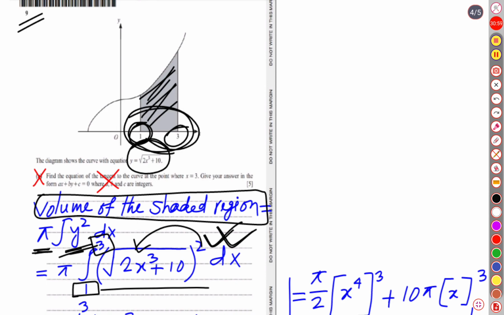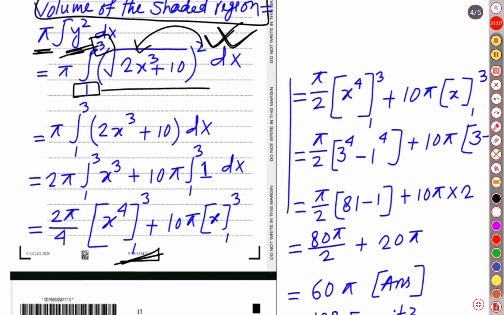The lower limit should be written at the bottom and the upper limit on top. That's how we have written that the limit is from 1, here is 1, and the upper limit is 3. So our function has turned, when the square and square root cancel each other, into this. This is our new function. Now we are going to integrate this.